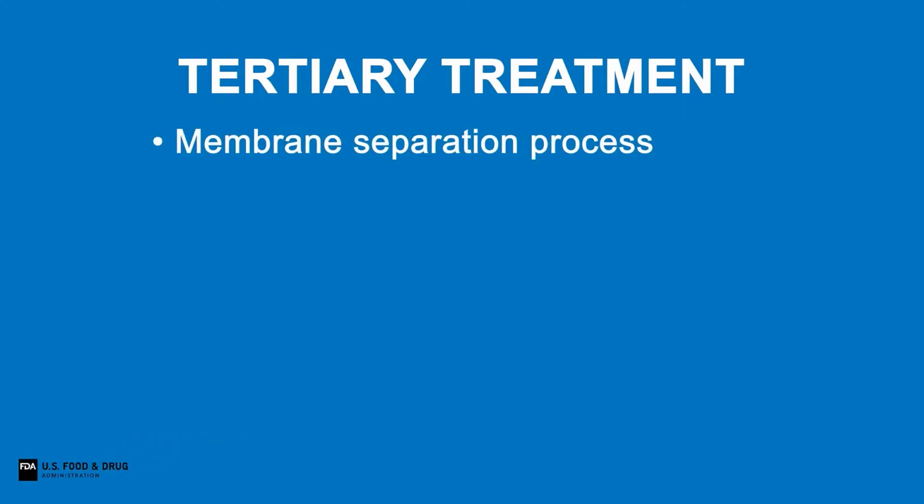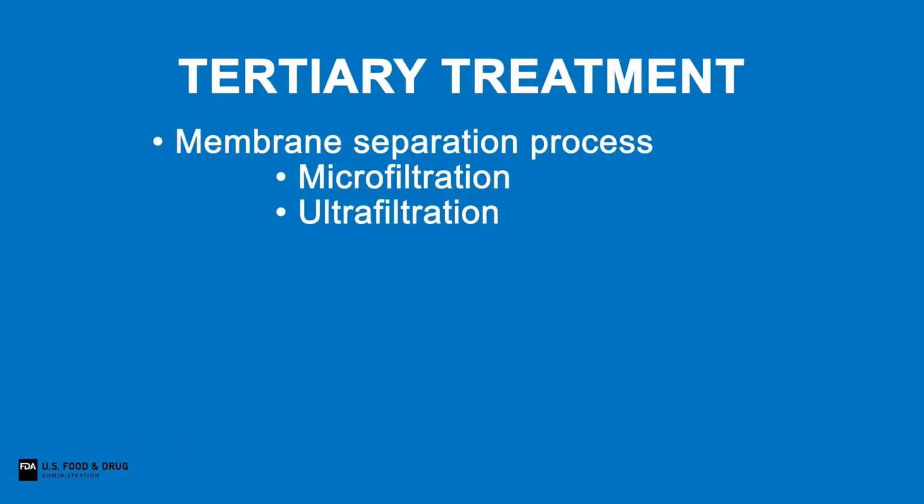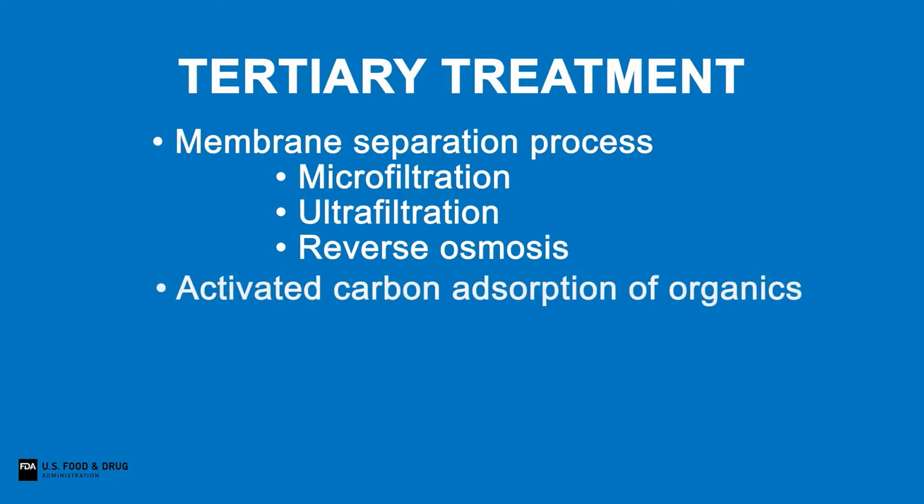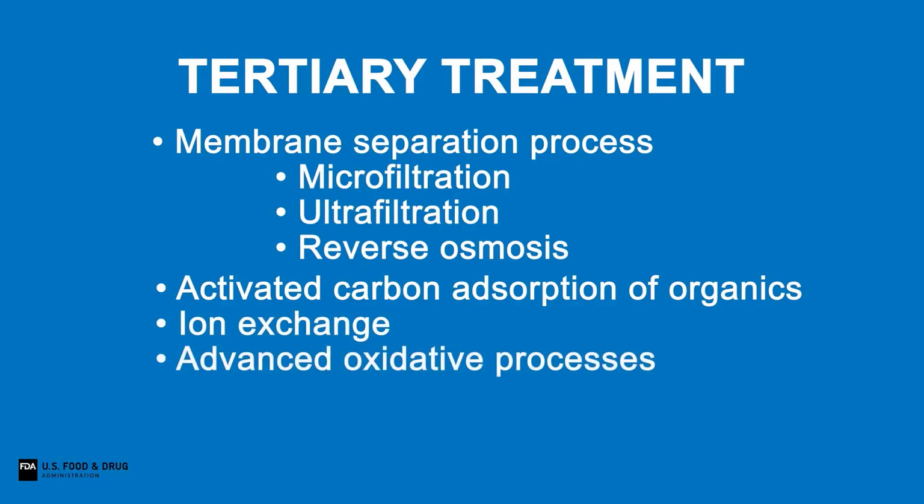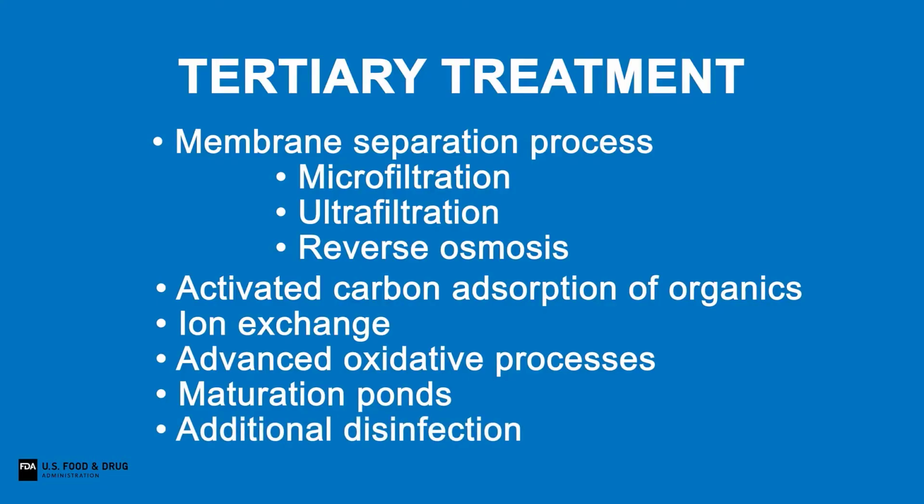Tertiary treatment of effluent involves additional steps during or after secondary treatment to further reduce organics, turbidity, nitrogen, phosphorus, and pathogens. Tertiary treatment may include processes like microfiltration, ultrafiltration, and reverse osmosis. Other examples include activated carbon adsorption of organics, ion exchange, advanced oxidative processes, maturation ponds, and additional disinfection. Sand filters and bioreactors are tools that may be used in the tertiary treatment process.